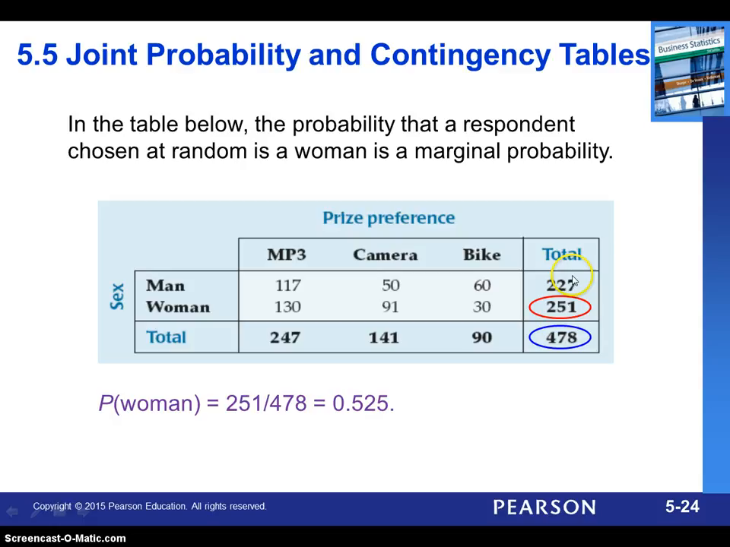And again, as we saw in class, you can get to this number either by adding down this last column or adding left to right in this bottom row. If you divide those two numbers, you get 0.525. If we convert that to a percentage, that means about 52.5% of the people surveyed were women.